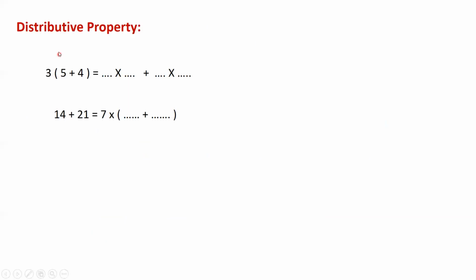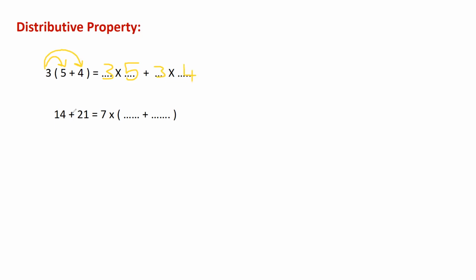This is related to the distributive property. If we say that we have 3 outside, like the greatest common factor, and inside the brackets we have 5 plus 4, it means that we have what times what plus what times what. The distributive property means 3 will enter to each one of them. So here we have 3 times 5, plus 3 will go to the second number, which is 3 times 4.